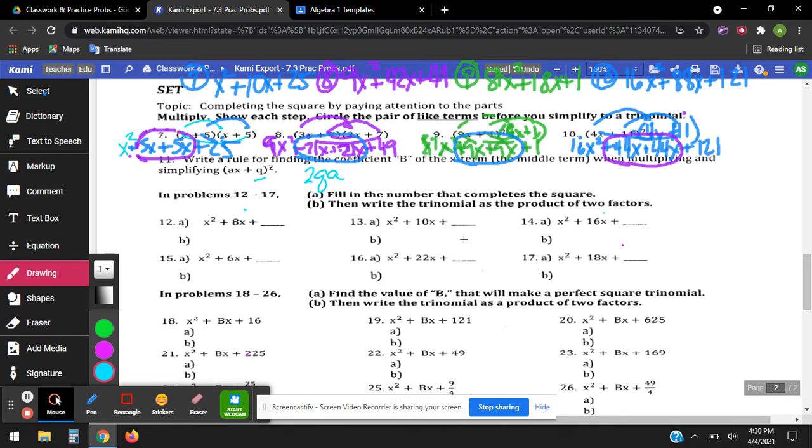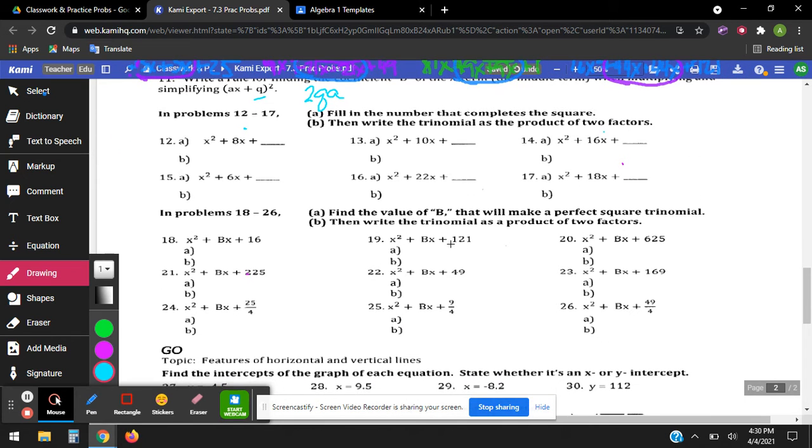Okay, so for 12 through 17, we're going to fill in the number that completes the squares, like we did in our notes today. Then write the trinomial as a product of two factors. So that's going to be our x plus something squared. We know how to find c: b over 2 squared gets us c. And we know that b equals 2h, right? So whatever b is, h is going to be half that.